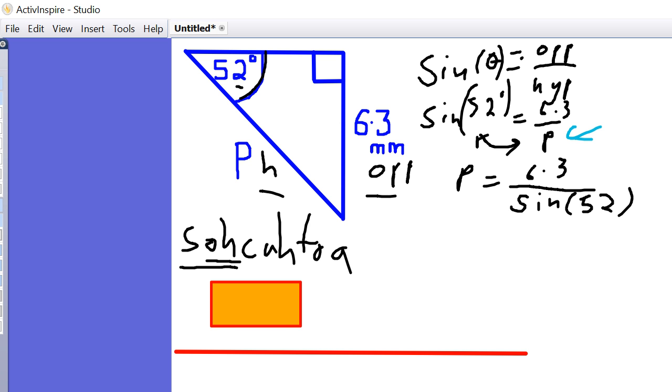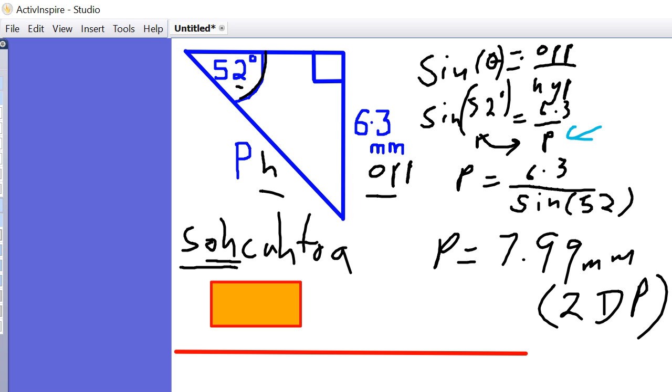So put that in your calculator: 6.3 divided by sine 52 degrees equals 7.99. So P equals 7.99, and yes, it keeps going. So this would be millimeters, and we'll say 2dp again. Two decimal places is standard if they don't tell you how accurate to measure it. But we could keep going. You can do it to 7 decimal places or 14 if you've got a powerful enough computer.